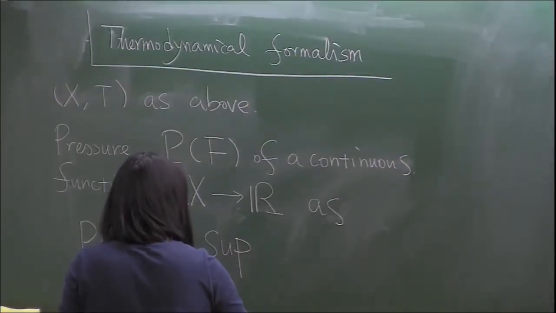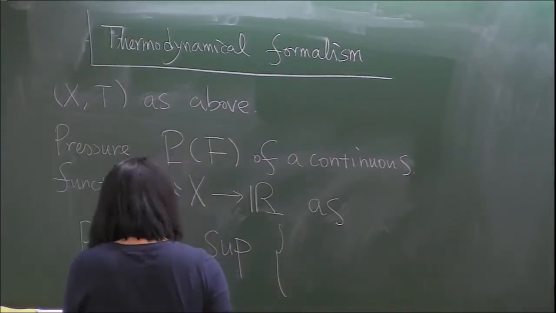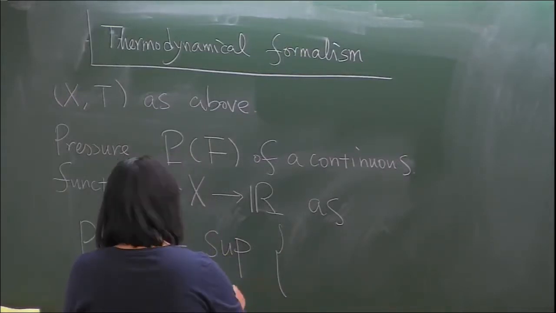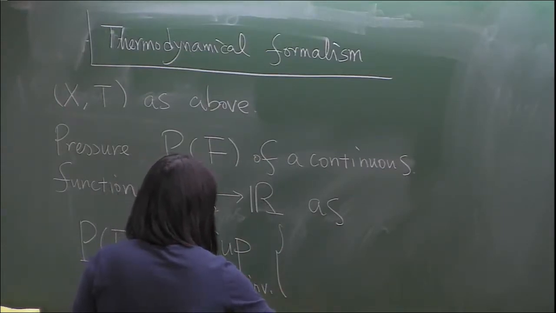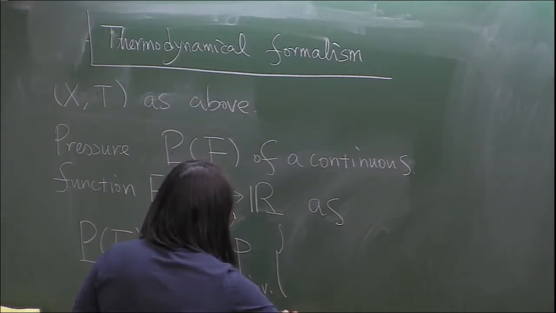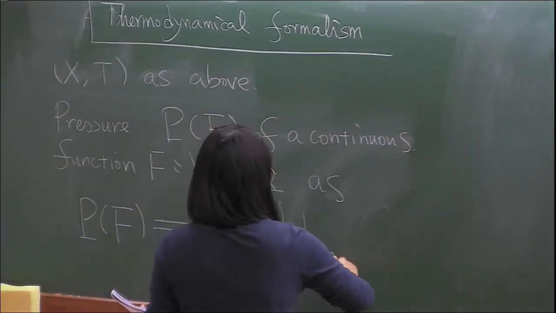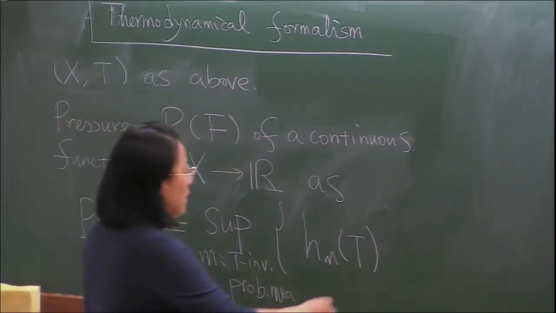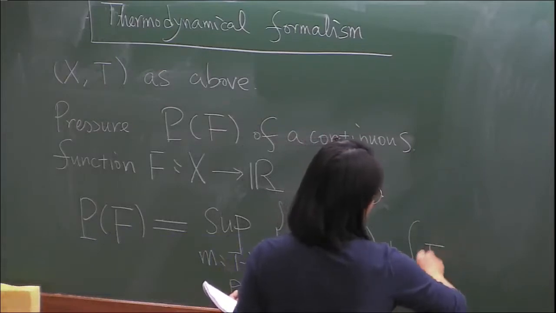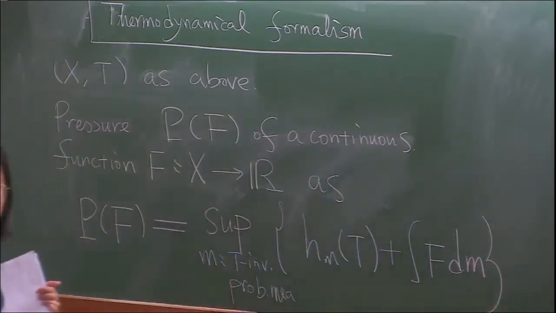So you take the supremum over all the invariant probabilities, M a T-invariant probability measure, of the measure theoretical entropy of this M, plus the integral of F with respect to M. So what is this pressure?